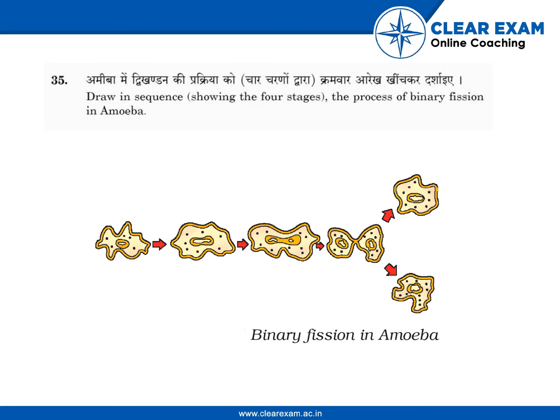Draw in sequence showing the four stages, that is, the process of binary fission in amoeba. As we can see in the diagram mentioned below, these are primarily the stages of fission in amoeba. First of all, amoeba is a unicellular organism in which cell division or fission leads to the creation of a new individual. Many different patterns of fission have been observed.